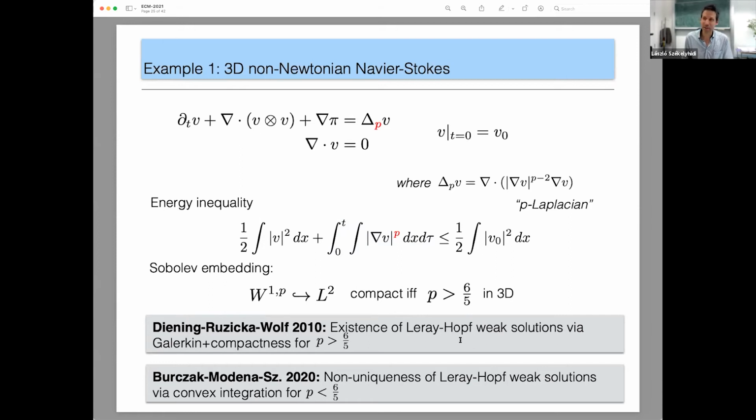And indeed, there are these two results. One has the existence of Leray-Hopf solutions via the compactness argument. Essentially, it's the argument of Leray, if p is bigger than 6/5, although now we don't know much more about that, the same way we don't know much about Leray-Hopf weak solutions of the Navier-Stokes equations. But if p is less than 6/5, we have the same kind of wild behavior, non-uniqueness, and the same techniques that Buckmaster-Vicol introduced.